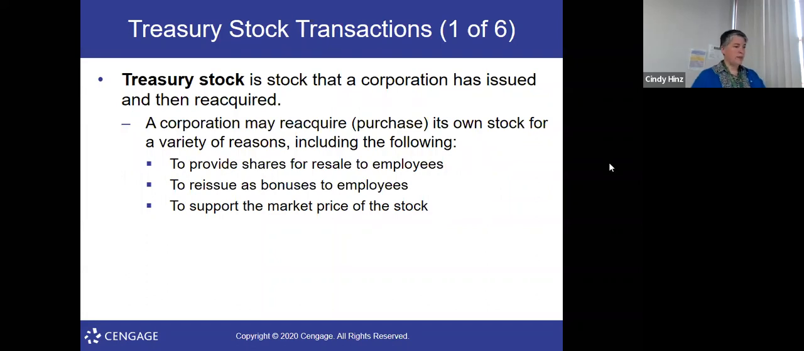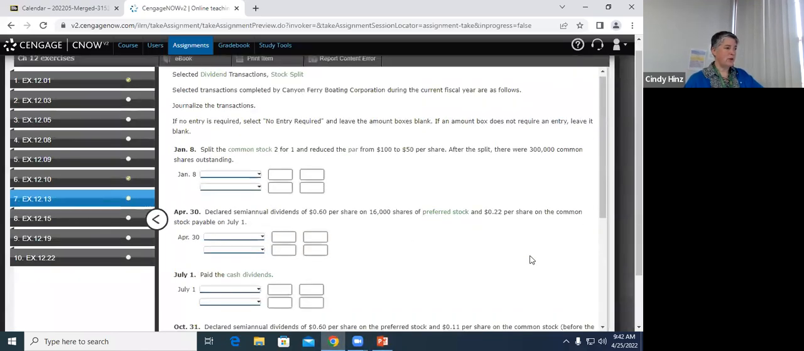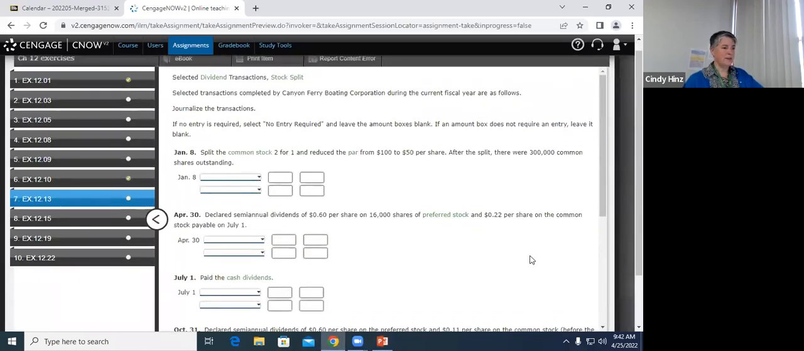We need to go to our next exercise. Exercise 7 is related to stock splits and dividend transactions. So exercise 7 next. Selected transactions completed by Canyon Ferry Boating Corporation during the current fiscal year are as follows. We're asked to journalize the entry and put no entry required if there's no entry required. If an amount box does not require an entry, we can leave it blank.